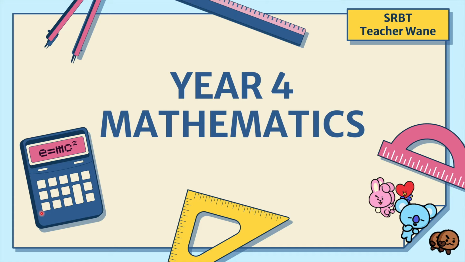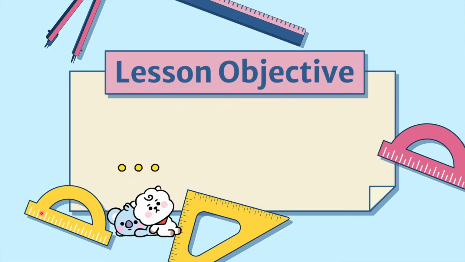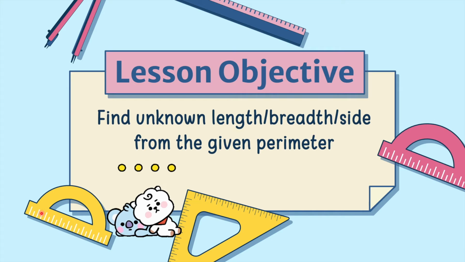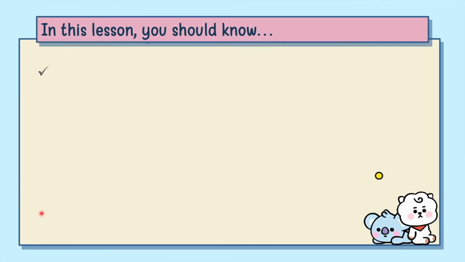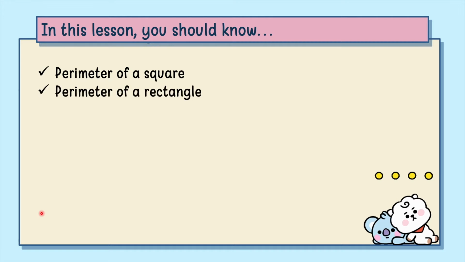So today, year for mathematics, the topic will be perimeter. So what is our lesson objective? Our lesson objective is we're going to find unknown length, breadth, or side from the given perimeter. So in this lesson, you should know your perimeter of a square, perimeter of a rectangle.